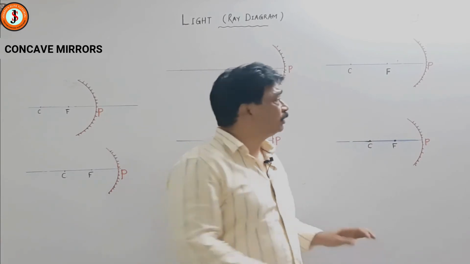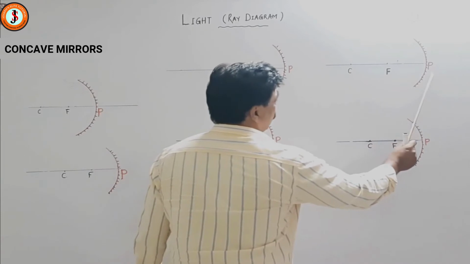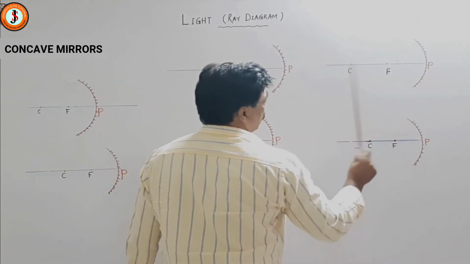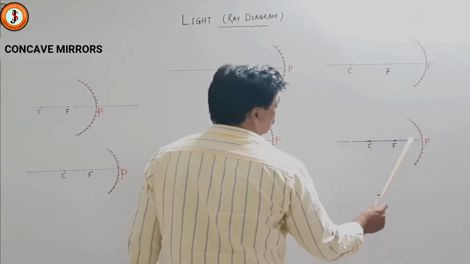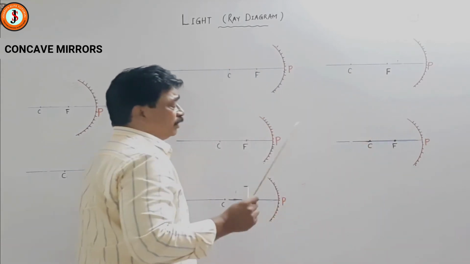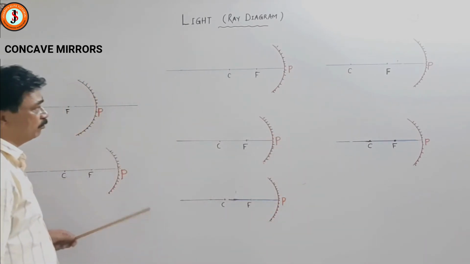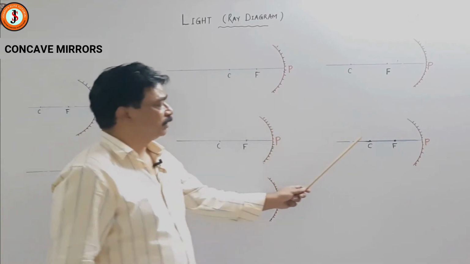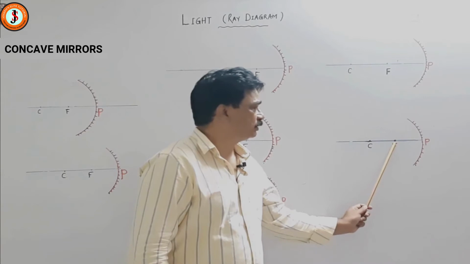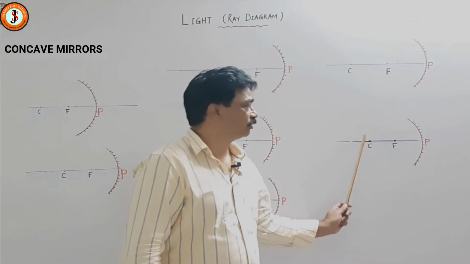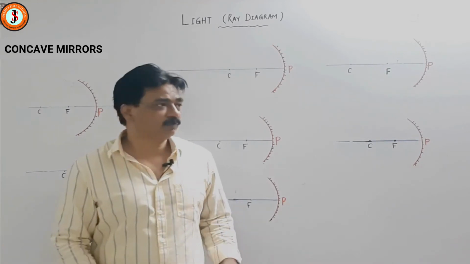Remember, focal length is half of the radius of curvature. That means whenever you are making these ray diagrams, FP will always be equal to FC. In other words, if this distance is 5, this has to be 5. If this distance is 3, this has to be 3, like that. Then only your diagram will be correct. That means the basic framework is always these two distances. CP should be twice of FP. F should be the midpoint of center of curvature and pole. This should be there in your exams. Did you all understand? That is very important.